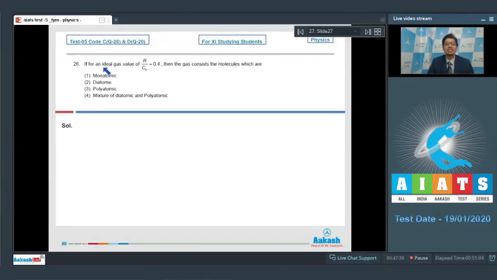Question number 26 says, if for an ideal gas the value of R by CV is equal to 0.4, then the gas consists of molecules which are. Dear students, for an ideal gas CV is equal to F by 2 R. In the given question it is given that CV is equal to R by 0.4.